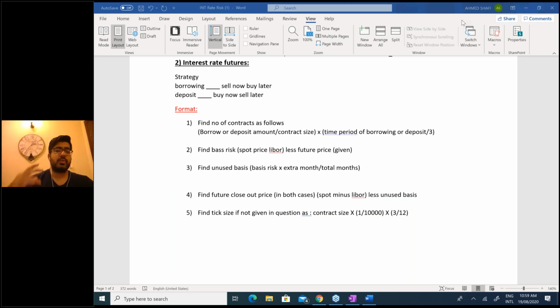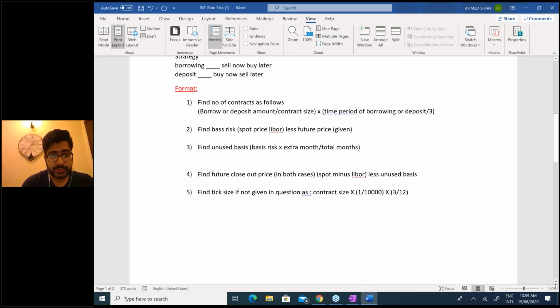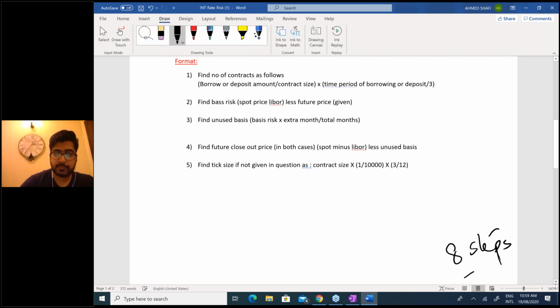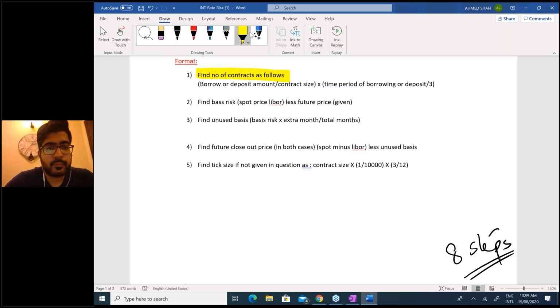Okay. So what is the format of interest rate futures? Interest rate futures requires 8 steps to be shown in the exam. The first step, find the number of contracts. What is the formula for the number of contracts? It's borrow or deposit amount over contract size, into time period of borrowing or deposit over 3.